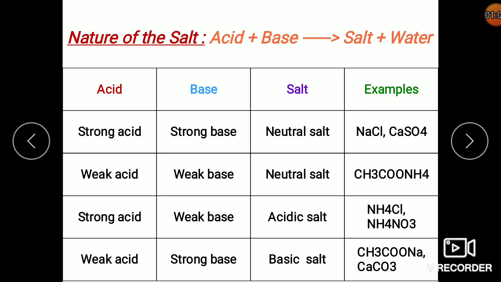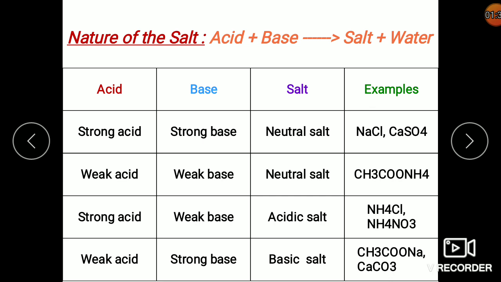Next, if you choose a strong acid and weak base combination, then the resultant salt will be acidic in nature. See, the acid is strong and hence the salt is acidic. Same way, if you choose a weak acid and a strong base, then the resultant will be a basic salt. That means whichever is strong, that nature becomes prominent in the salt. So if your base is strong, it will be a basic salt. If your acid is strong, then it will be an acidic salt, right?